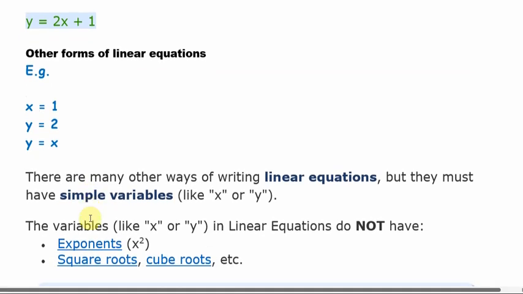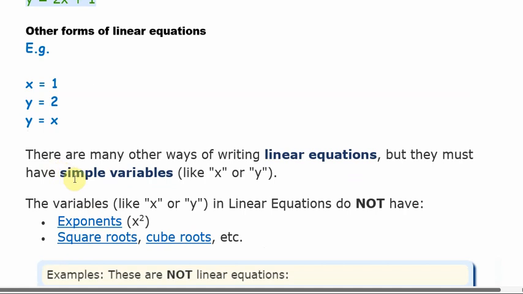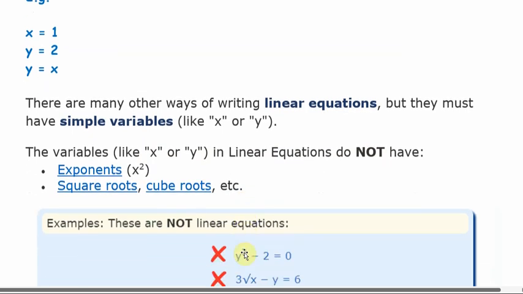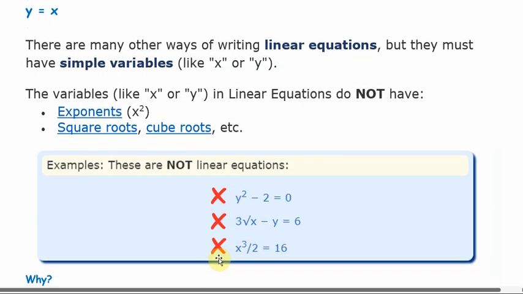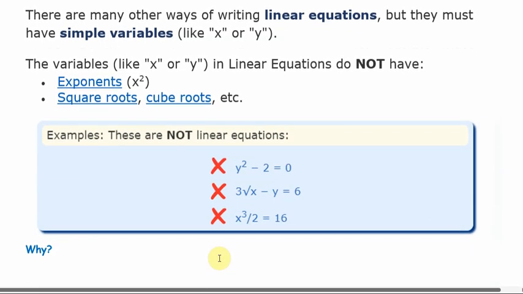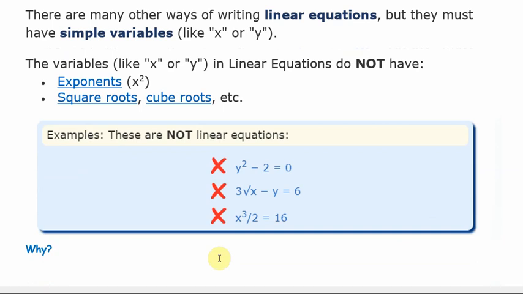So there are many other ways of writing linear equations, but they must have simple variables like x or y. In other words, the variables like x or y should not have exponents in linear equations, and they do not have roots like square roots, cube roots, and so on. For example, these are equations that are not linear equations. So you can pause the video here, write off that part of the notes, and ask yourself, why are these not linear equations?